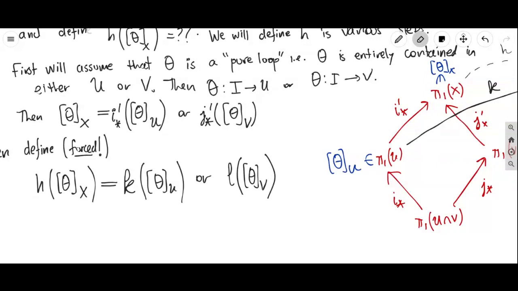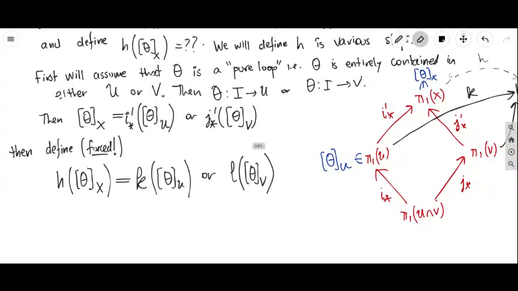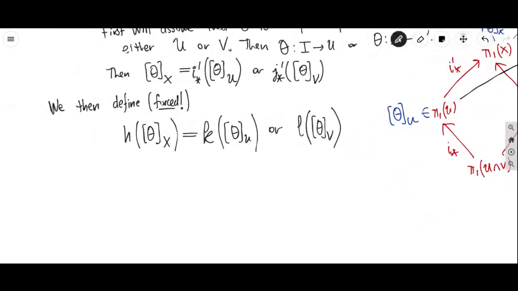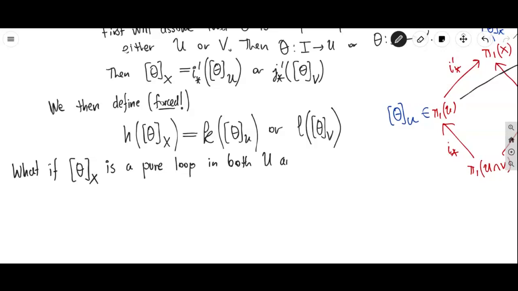Now, we have to check something. So there's a check that needs to be made. So the check is this. What if the homotopy class theta in X is a pure loop in both U and V?